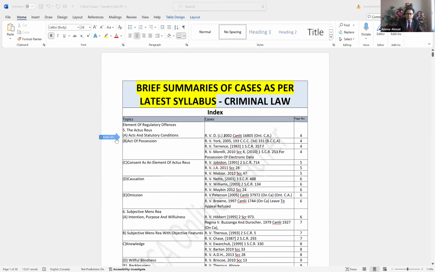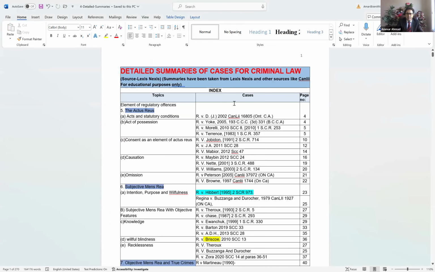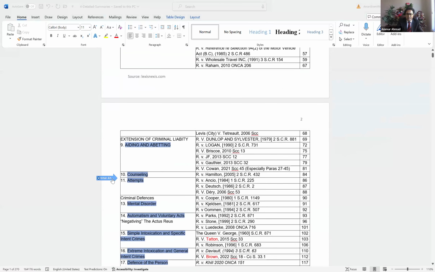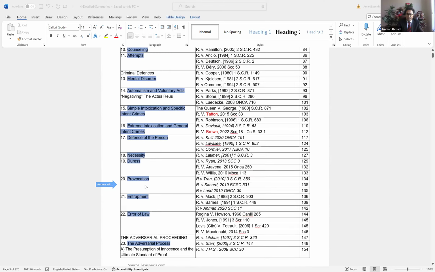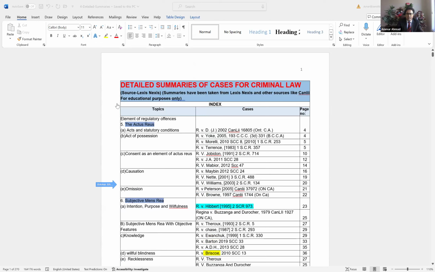However, some members like to read from the detailed notes. So this is the brief summary of cases, but I have also prepared detailed summaries of the cases if you like to read from them. This document has been prepared from publicly available sources like Hanley and the Supreme Court of Canada website. This is for those members who like to read about the dissenting judgment or go into details. For example, these are the same topics like causation 5D, omission 5E, and attempts, topic 11. This document is called detailed summaries of the cases, and it has summaries of all the cases. You will also have access to that on my website.